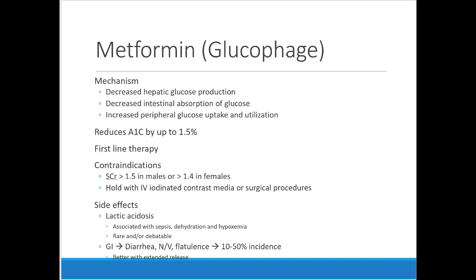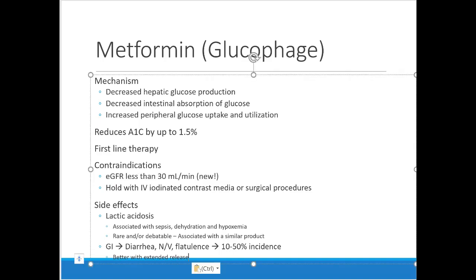Metformin has a great track record with people. It reduces A1C by up to 1.5%. It's first-line therapy. Contraindications are relatively few, but it does have a couple. If your serum creatinine is over 1.5 in males or over 1.4 in females, it is contraindicated. So if your patient has some kidney function decline, or they're going to go in for iodinated contrast media or a surgical procedure, it is contraindicated for those patients.